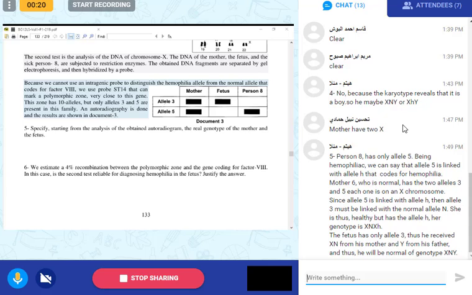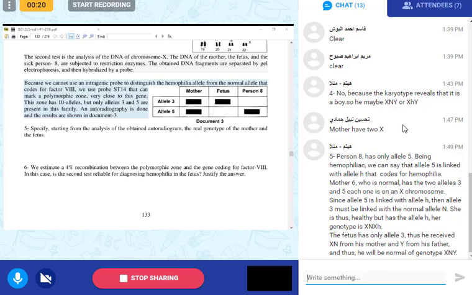The mother 6 who is normal has the 2 alleles 3 and 5. Each one is on an X chromosome. Since allele 5 is linked with H, then allele 3 must be linked with the normal allele N. That means she is for sure XNXH. So we know the genotype of the mother.